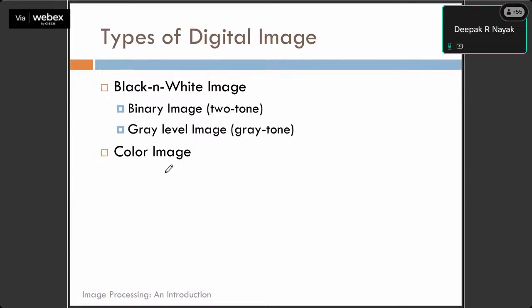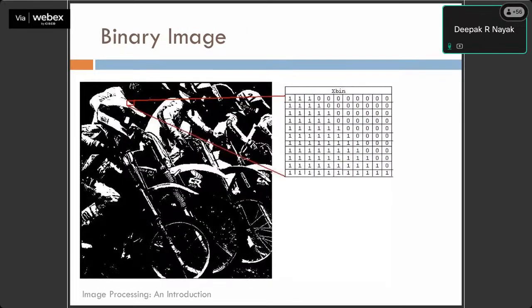Now let me show you the types of digital images we have. I'll start with the binary image first. A binary image is a two-tone image. That means it's a one-bit image where the colors are 0 and 1. Let me show you that picture. Here is a binary image with only two colors. Every pixel in this image holds a value of either 0 or 1, where 0 stands for black and 1 stands for white.